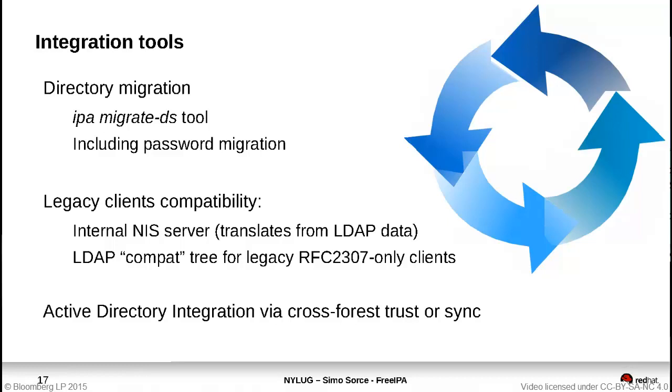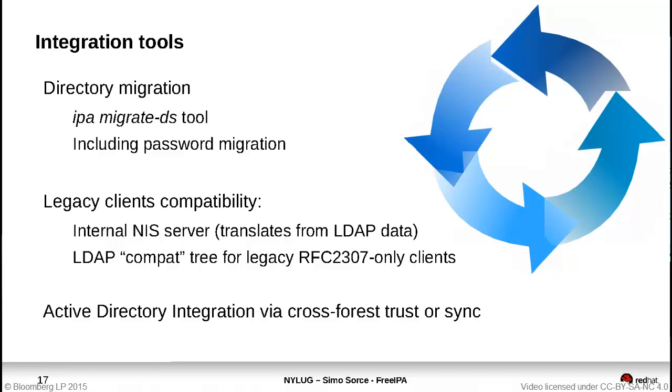So if you have an old machine that only understands NIS, you hook it up through this plugin. Or you have maybe Solaris machines that do not understand RFC 2307bis, and so they need the RFC 2307 schema. Okay, we have a compat tree you can enable, and then the data gets converted on the fly, and when the Solaris machine asks for data, it gets it in the format it likes.